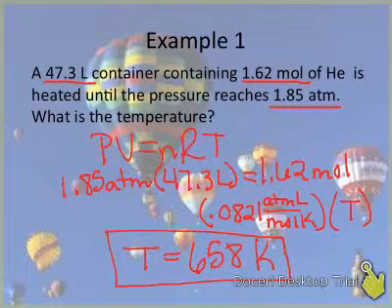How do we know which R to use? Well, our pressure was in atmospheres. So look at the pressure that you're given, and that tells you which R to use, because the other R's have a different unit for pressure. All right, so 658 Kelvin. Not too bad, just algebra. No more stoichiometry, limiting factors, all of that fun stuff, although we are going to do something with empirical and molecular formulas in just a second. But this part is just algebra.